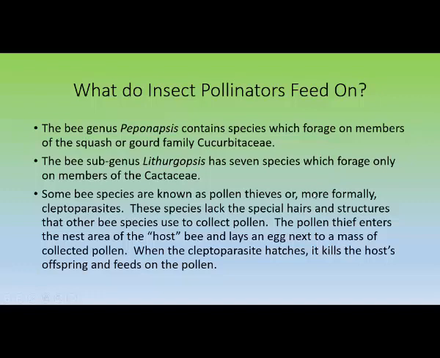A really interesting one are the kleptoparasites. They don't have these specialized hairs and structures, so they have to get pollen for their young in a different way. I think the kleptoparasite kind of gives you some idea. They're thieves. And the pollen thief will get into the nest area of this host bee, will lay an egg, and when the egg hatches, it'll kill the host's offspring or larvae and then feed on the pollen. So it's just another way, a different strategy to get the pollen to the larvae.